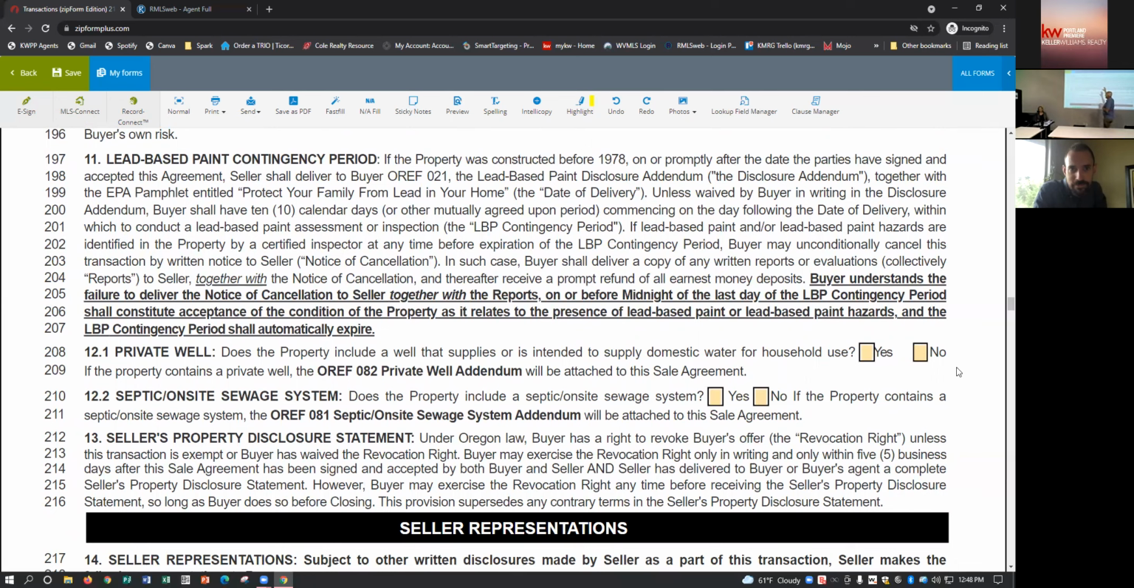Always deliver the lead-based paint addendum along with the Protect Your Family from Lead-Based Paint EPA pamphlet. Make sure they get sent together and have them completed. Yeah.